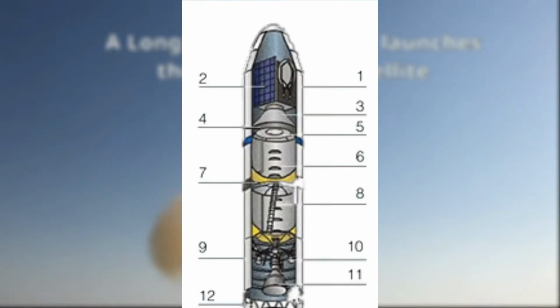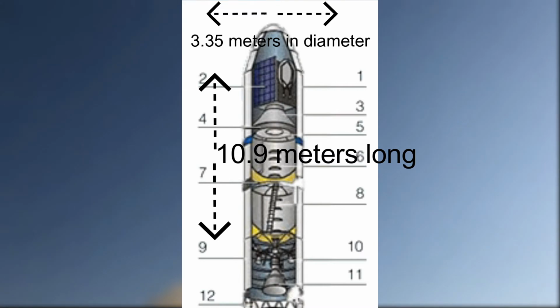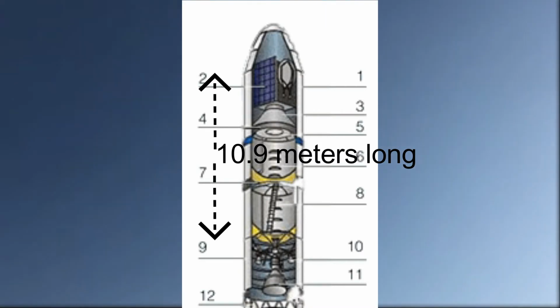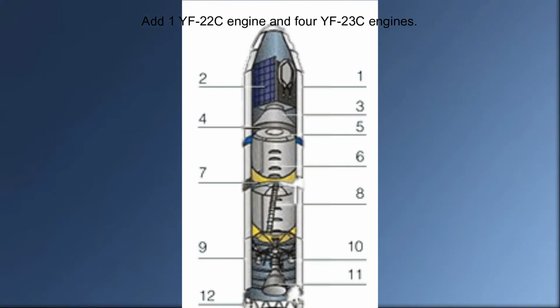Now let's move on to the upper stage. Build another cylindrical fuel tank 3.35 meters in diameter, but this time shorten it to 10.9 meters long. Again, split this fuel tank into 2 sections and fill those up with unsymmetrical dimethylhydrazine and nitrogen tetroxide. Now add 1 YF-22C engine and 4 YF-23C engines.